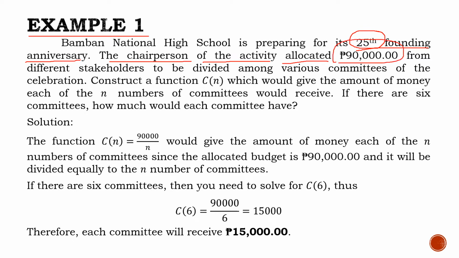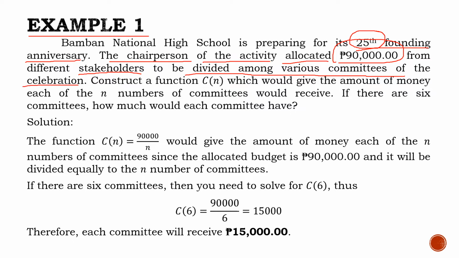So there is an allocation of 90,000 pesos from different stakeholders. Who are these? When we say stakeholders, these are parents, teachers outside the community, the school from other schools, business partners, LGUs, and other non-government organizations. These are stakeholders. These 90,000 pesos from them are to be divided among various committees of the celebration.